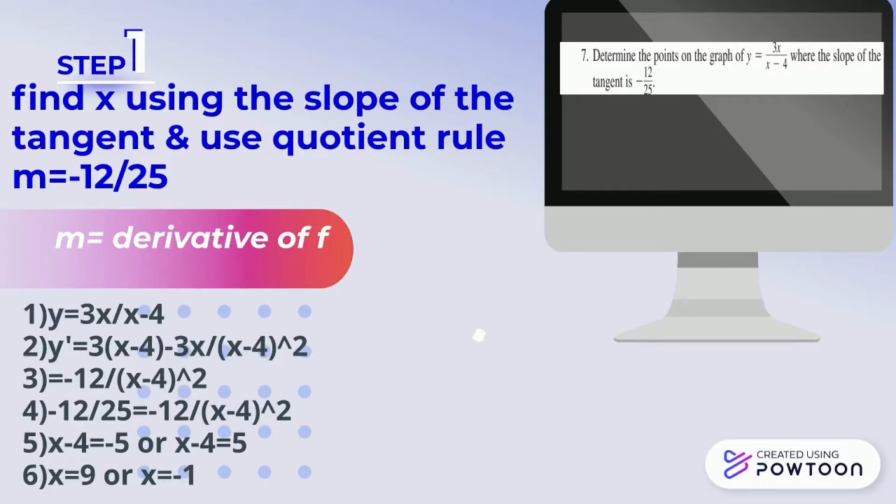Part 5, we find that there's 2 x answers. x minus 4 equals negative 5 or x minus 4 equals 5. Part 6, we get 2 x answers. x equals 9 or x equals negative 1.